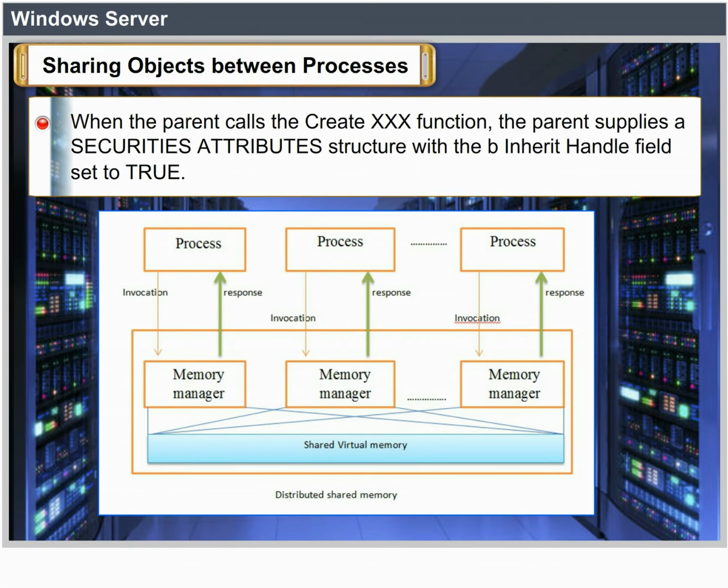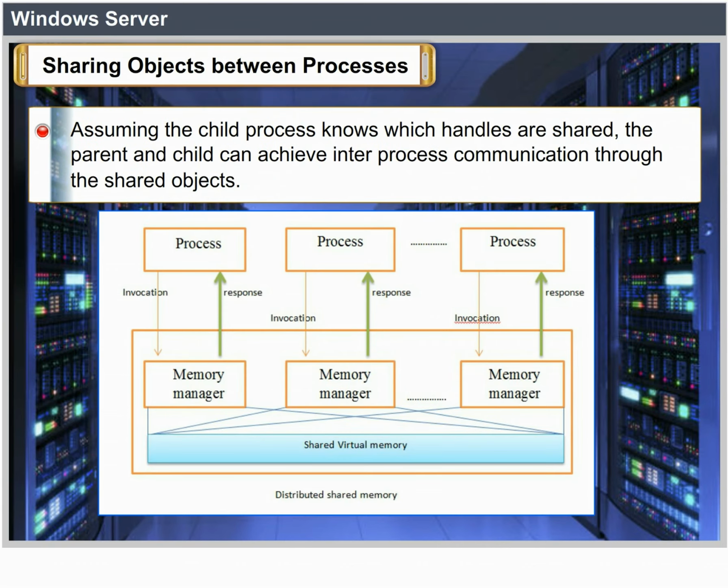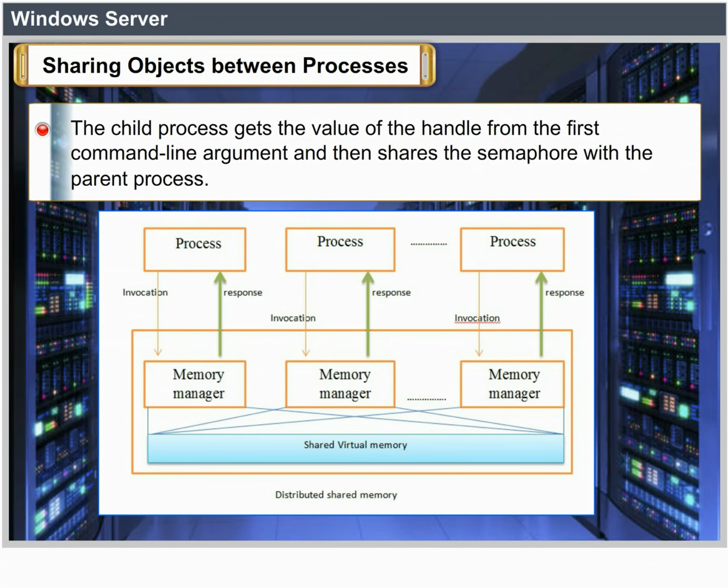Next, the child process is created passing a value of true to the CreateProcess function's bInheritHandles argument. Assuming the child process knows which handles are shared, the parent and child can achieve inter-process communication through the shared objects. The child process gets the value of the handle from the first command line argument and then shares the semaphore with the parent process. The second way to share objects is for one process to give the object a name when the object is created and for the second process to open the name.